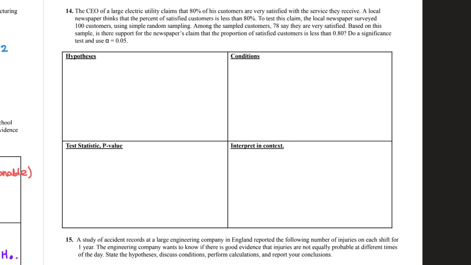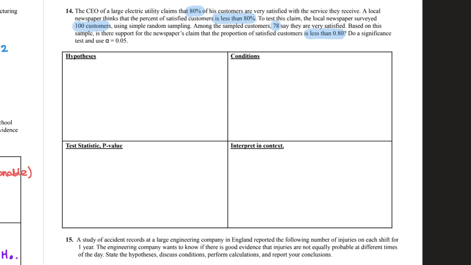All right, the next problem says the CEO of a large electric utility claims that 80% of its customers are very satisfied with the service they receive. A local newspaper thinks that the percent of satisfied customers is less than 80%. To test this claim, the local newspaper surveyed 100 customers using simple random sampling. Among the sampled customers, 78 say they were very satisfied. Based on this sample, is there support for the newspaper's claim that the proportion of satisfied customers is less than 0.80? Do a significance test and use alpha of 0.05.